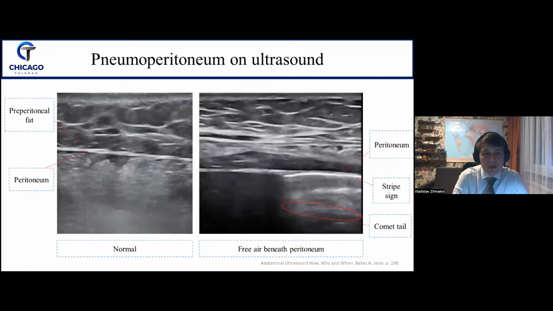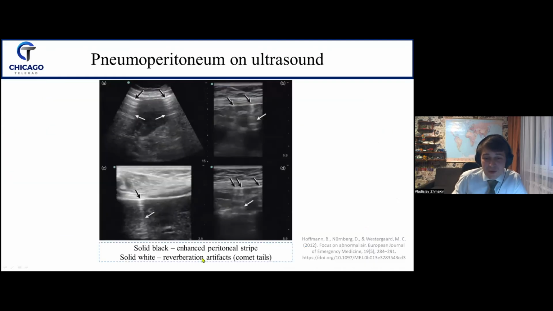Ultrasound is also used in diagnosis of pneumoperitoneum. So on the left image, you can see peritoneum and no evidence of free air. On the right image, you can see also peritoneum, but also you can see beneath the peritoneum an enhanced stripe sign and comet tail artifacts due to air in the ultrasound image. So enhanced stripe and reverberation artifacts. It's so hard to pronounce. And these are also other ultrasound images showing free air and comet tails.